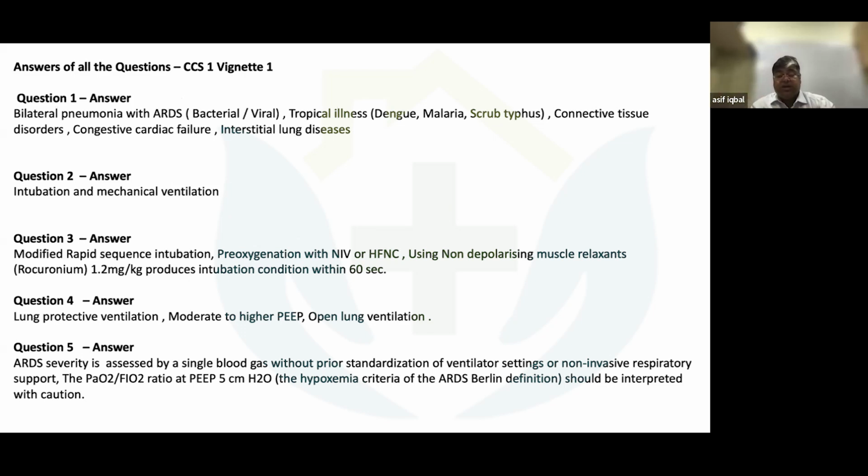Then they might ask about your PEEP strategy. How will you set PEEP? What do you mean by open lung ventilation? They might ask about the trial name. What trial supports your open lung ventilation? So you have to utter the ARMA trial name. You have to know the recent developments in this field.